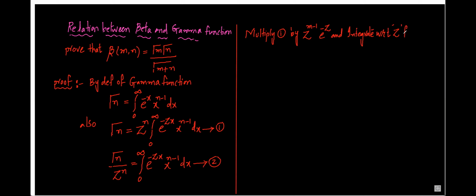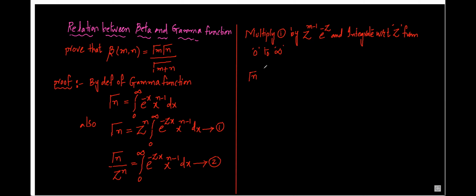And we have to take the limits also. So the limits are from 0 to infinity. So what happened, you see, when I am multiplying equation number 1 with e to the power of minus z and z power m minus 1, and integrating from 0 to infinity dz, what happened to the left hand side? This is gamma of n, which must be as it is.